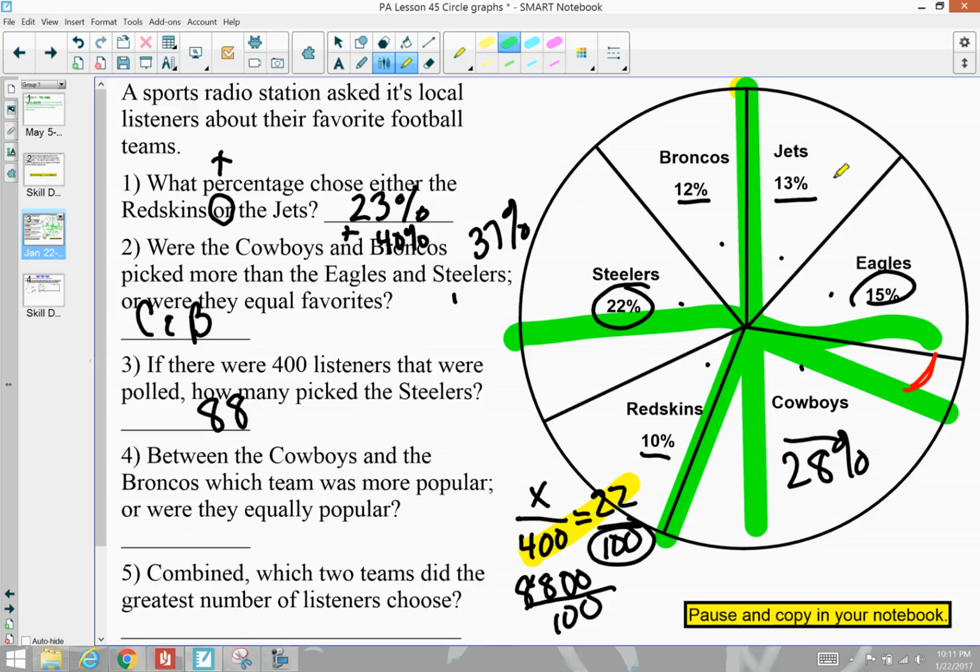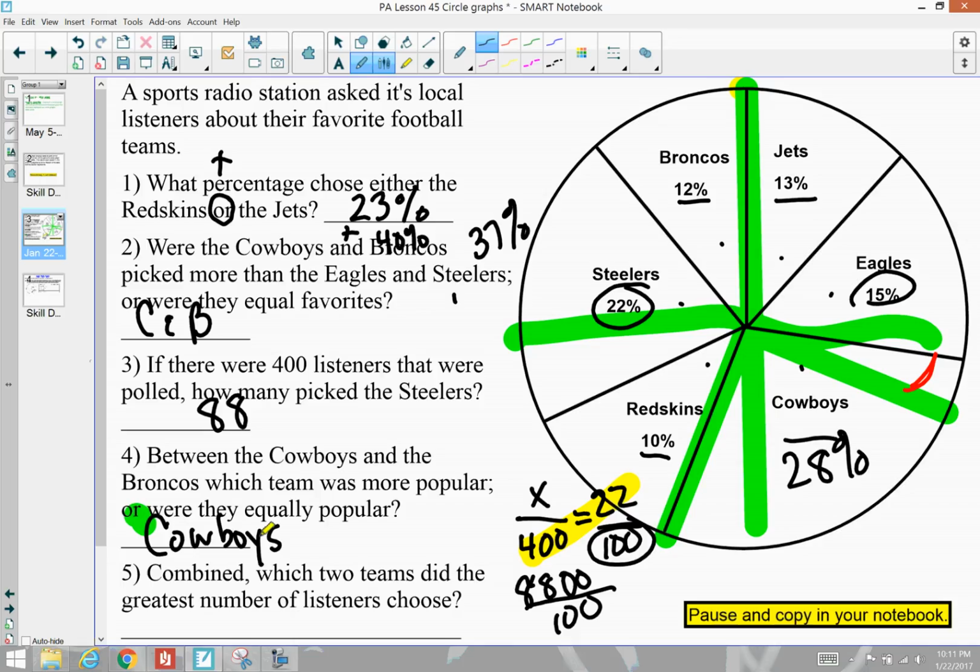All right, the next one. Between the Cowboys and the Broncos, which team was more popular, or were they equally popular? Well, we've already done the work that we needed to. We have the Broncos as 12%, and we have the Cowboys as 28%. Oh, folks, this is not even a close one, is it? Unfortunately, my poor Broncos, I love them. So it looks like the Cowboys were definitely the more popular team, according to this survey. So this is going to be the Cowboys.